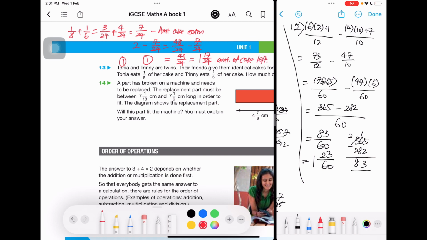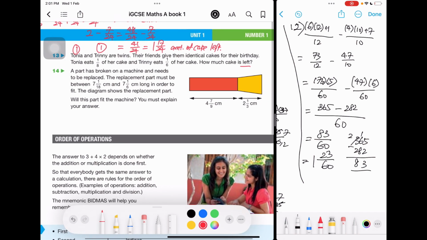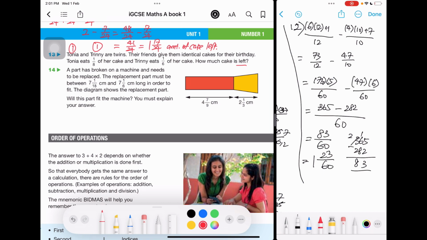Okay, so that's for number 13. With that, let's move on to number 14. A part has broken on a machine and needs to be replaced. The replacement part must be between 7 1/18 cm and 7 1/6 cm long in order to fit. The diagram shows the replacement part. Will this part fit the machine? You must explain your answer.